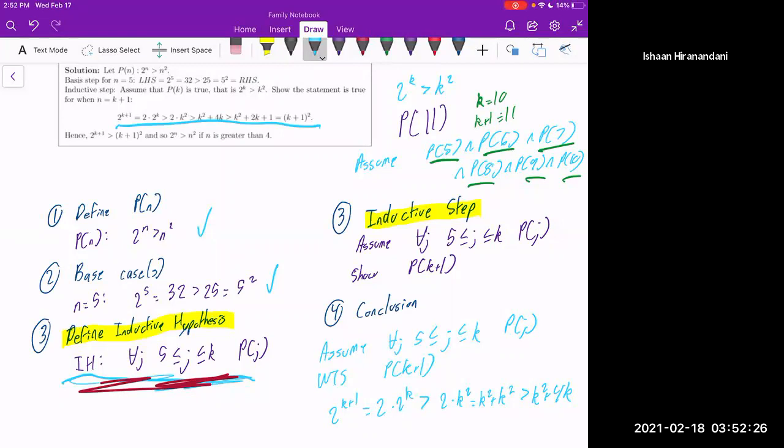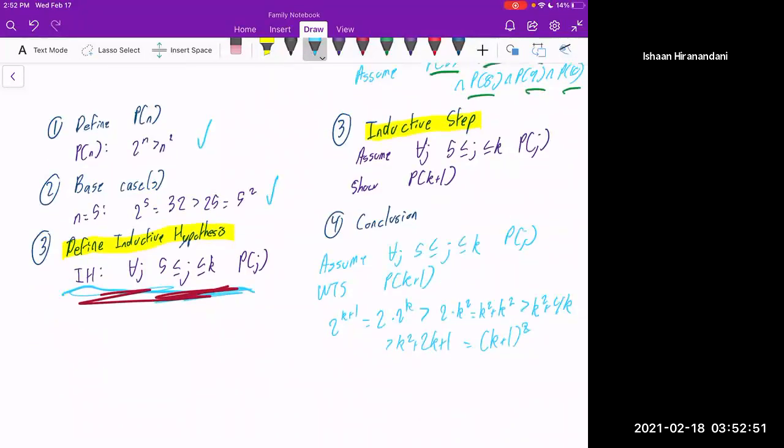Then finally, we're showing that this is going to be greater than k squared plus 2k plus 1. Again, we're showing that 2k is greater than 1 because k is always going to be greater than 4. And finally, we can say that this is equal to k plus 1 squared. Overall, that gives us exactly what we wanted. 2 to the power of k plus 1 is greater than k plus 1 squared.